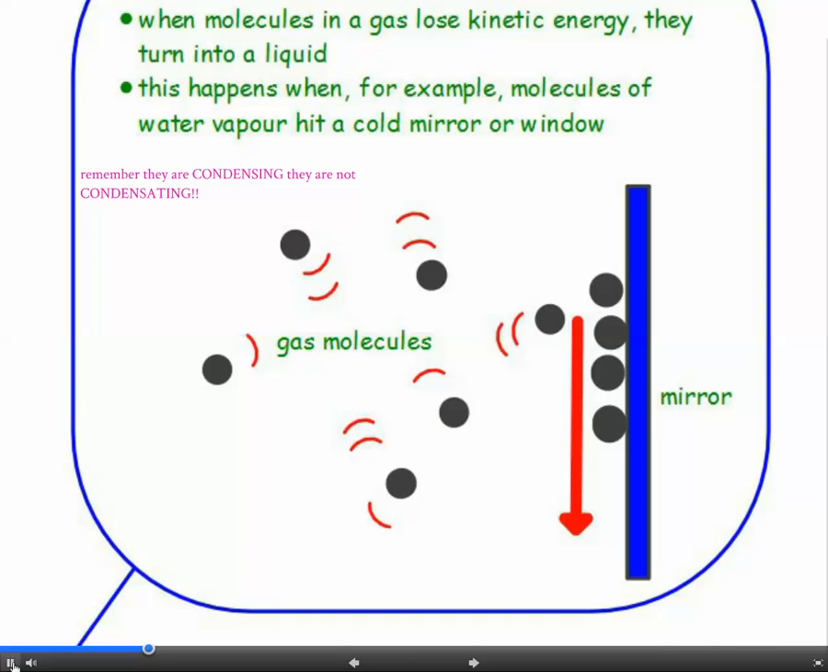So as the gas molecules hit a cold surface, they lose kinetic energy, they condense, they change from gas to a liquid, and the condensation will form on the mirror or on the window.